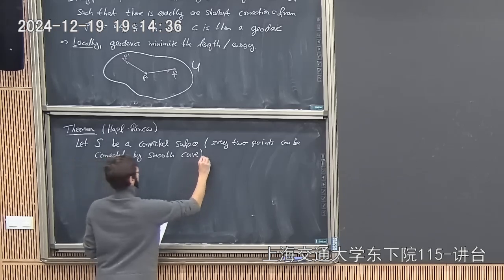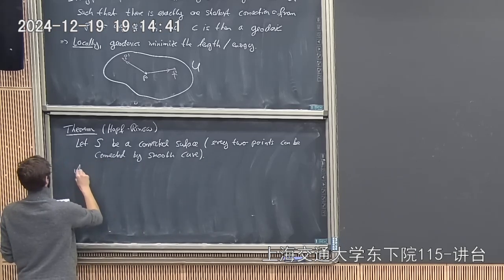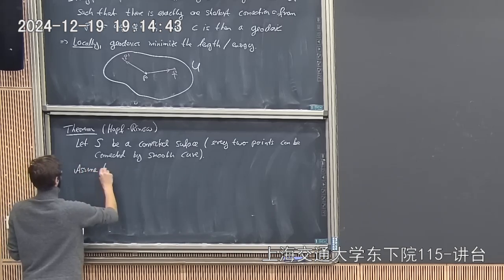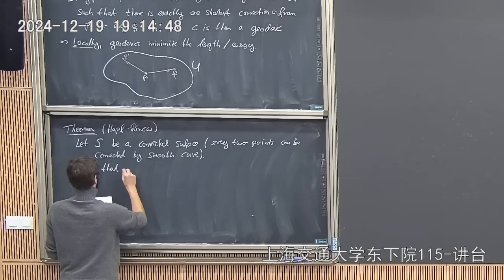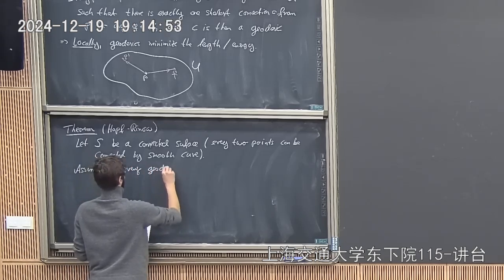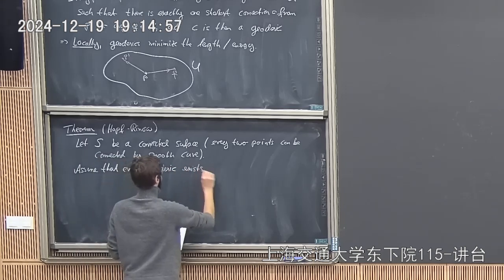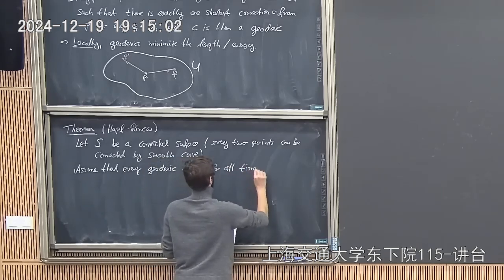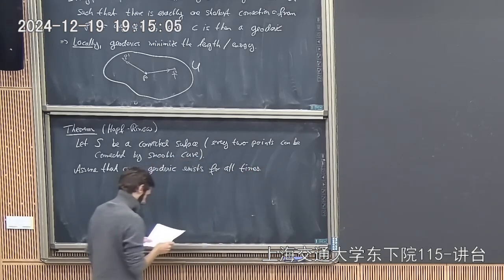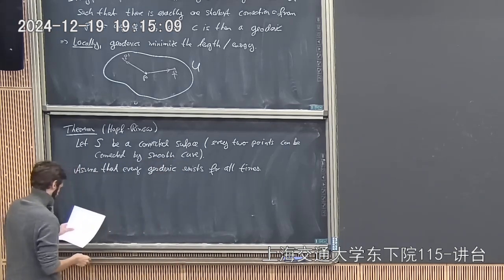And now we have an important assumption, namely assume that every geodesic exists for all times. And I will comment on that assumption in a second.